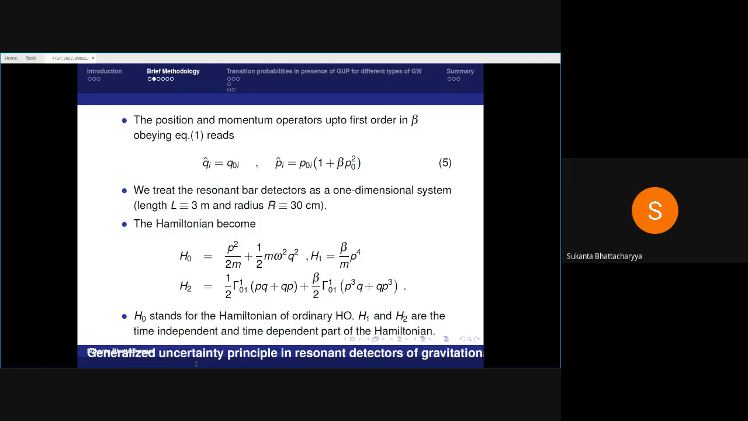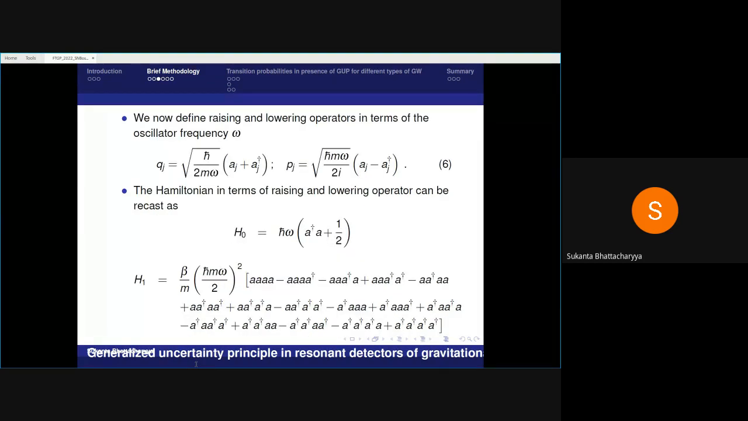Note that H1 arises only in the presence of GUP. And the first part of H2 contains only the GW contribution, which arises from gamma_101. And the second one shows the combined effects of GW and beta.